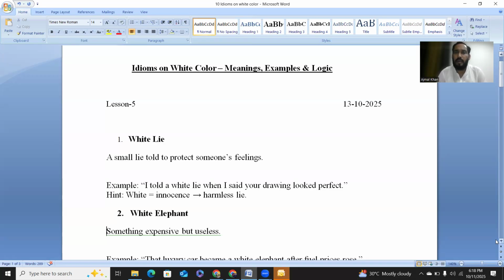And its hint, its logic is, white means innocence. So white lie is a harmless lie. कुछ झूठ ऐसे होते हैं जो इतने नुकसानदेह नहीं होते, मसलहत आमेज झूठ होते हैं.